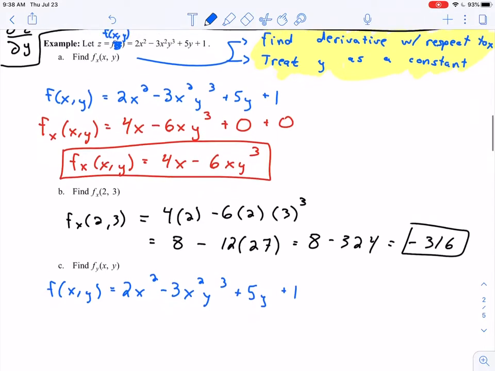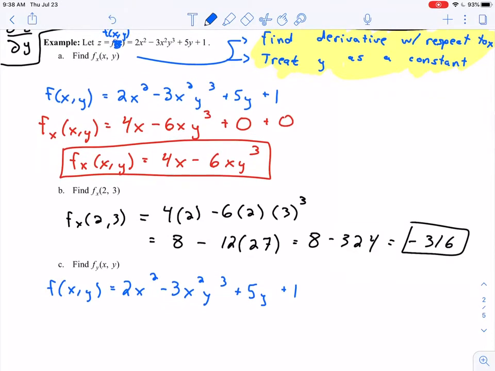So here in this case, we can follow these same directions that we were looking at. We're just going to switch around x and y. So we want the derivative with respect to y. And this time we're going to treat x as a constant.